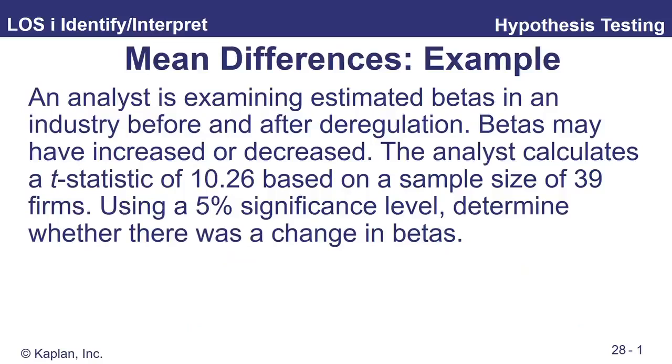Okay, so an analyst is examining estimated betas in an industry before and after deregulation. Betas may have increased or decreased. The analyst calculates a t-stat of 10.26 based on a sample size of 39 firms. Now again, remember, when you're calculating that, you're looking at the same 39 firms before the regulatory change and the same 39 firms after the regulatory change. It is dependent samples. We're using a 5% significance, determine whether there was a change in betas caused by the deregulation.